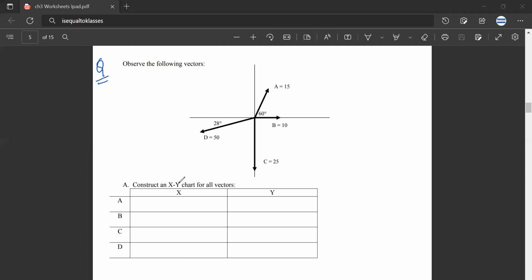So for example, what they are asking me is to resolve this A in x and y, resolve this B in x and y, resolve this C in x and y, resolve this D in x and y. Chris, have you understood? Yes, sir. See, Chris, this angle is 60 degree. The angle that B vector is making with x-axis is 0 degree. The angle that C is making with the x-axis is 90 degree. The angle that D is making with the x-axis, negative side, is 28 degree.